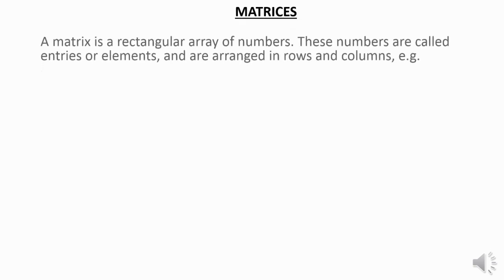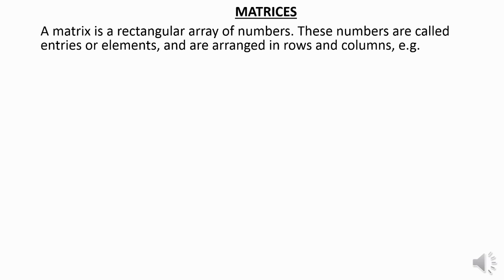A matrix is a rectangular array of numbers. These numbers are called entries or elements and are arranged in rows and columns. For example, this is an example of a matrix.